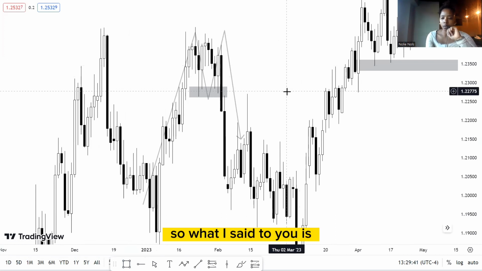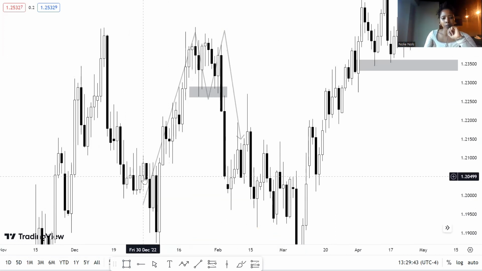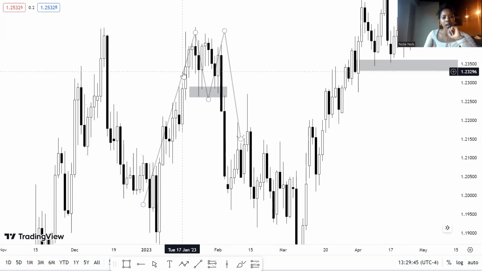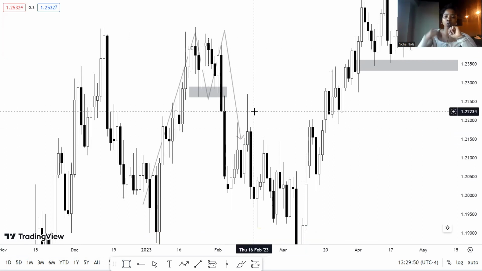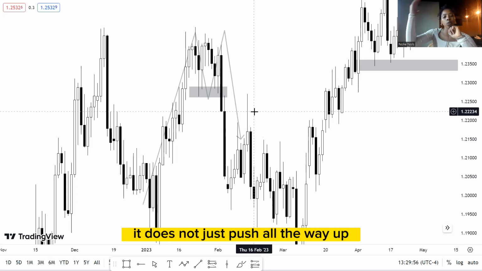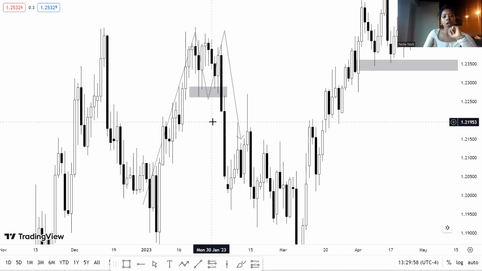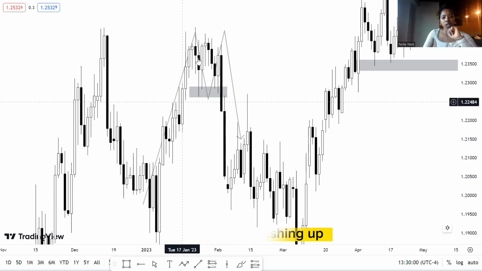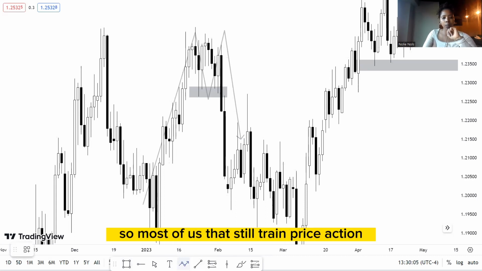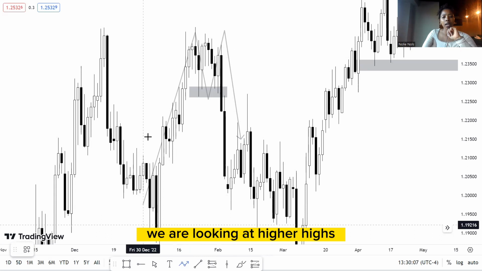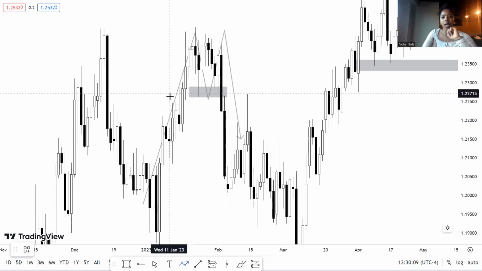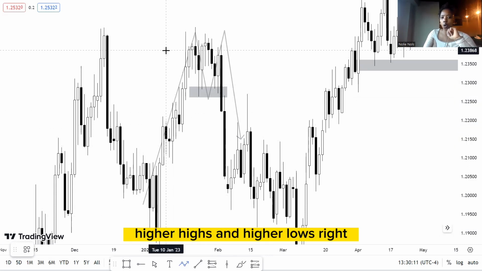So what I said to you is a first leg, which is an uptrend. And when we have an uptrend, we always expect price to push back down to give us a downtrend. So price needs to balance itself. It does not just push all the way up. So when it was pushing up, it left orders. Most of us that still trade price action are looking at higher highs, higher lows, higher highs, higher lows.